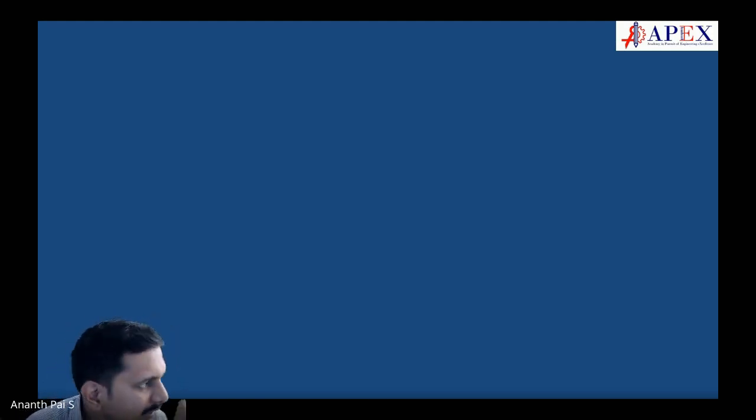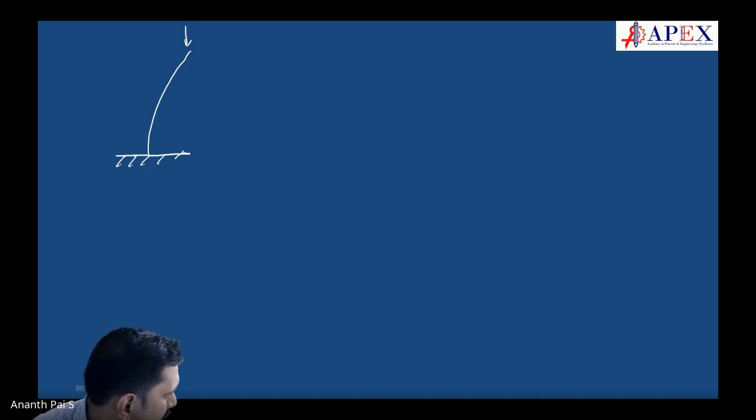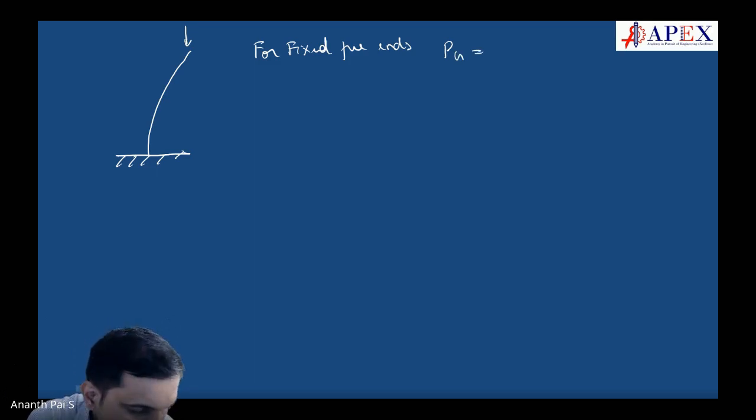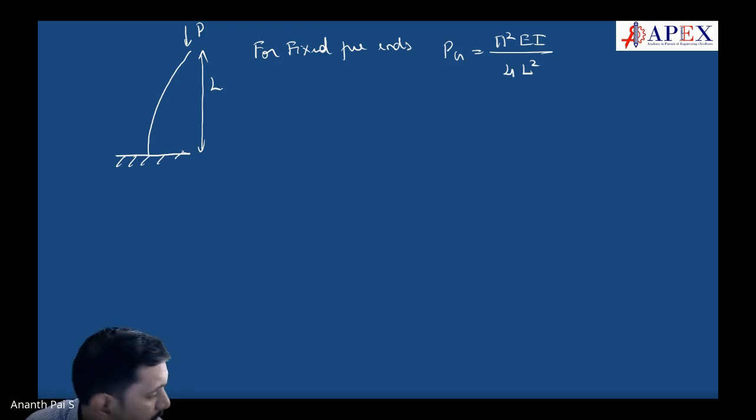There was a derivation in which I skipped. The derivation we got if it is a free end and a fixed end. For fixed free end, P critical was found to be pi square EI by 4L square, where this was L. Fine. This was P. Fine.